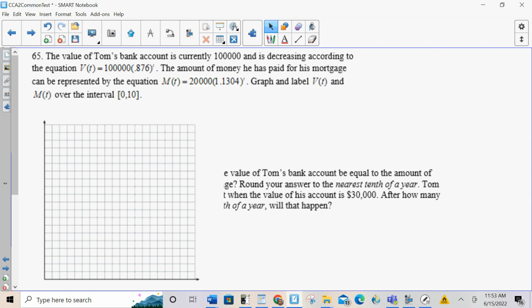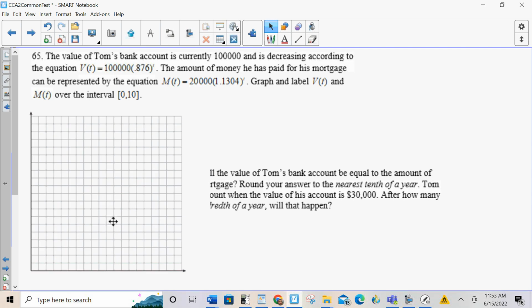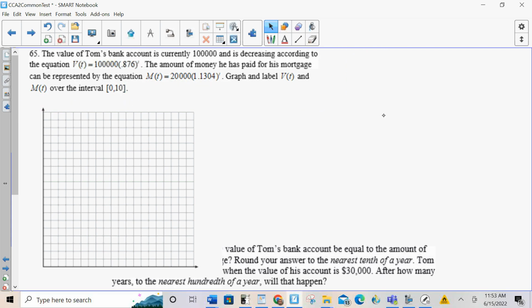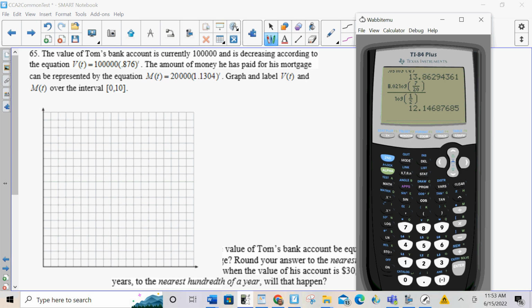The value of Tom's bank account is currently 100,000 and is decreasing according to the equation V of t equals. The amount of money he has paid for his mortgage can be represented by M of t equals. Graph and label them. To graph anything, that's easy. I go to my calculator, I type it in, I plot the points.